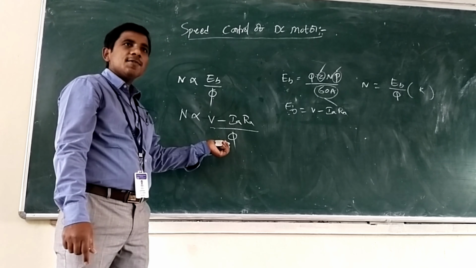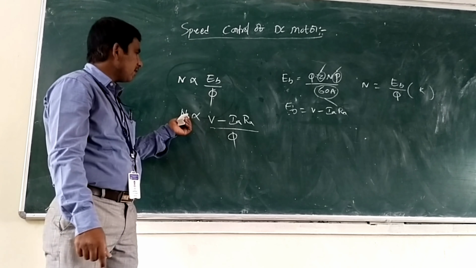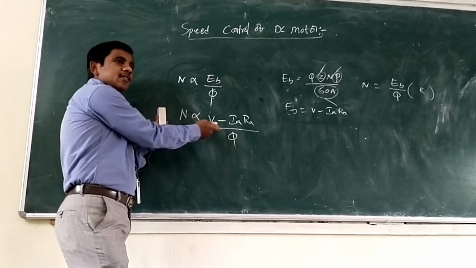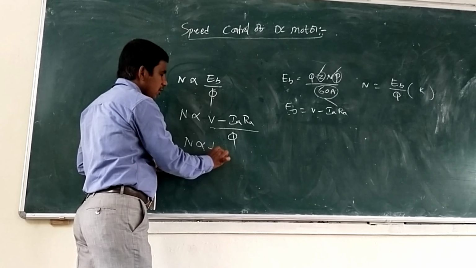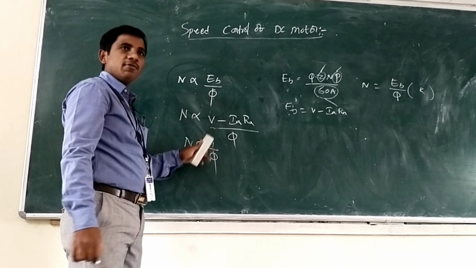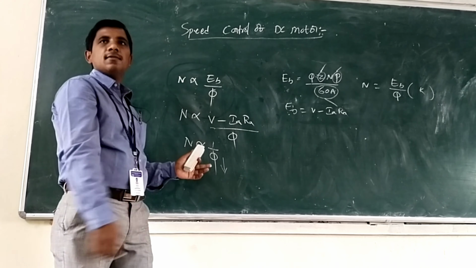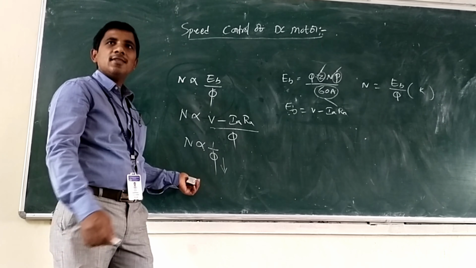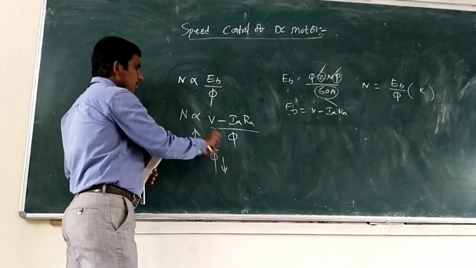Okay, phi is the flux per pole. If you vary the flux, the speed can increase or decrease. The relation between flux and speed is, as you know, inversely proportional. N is inversely proportional to flux from this equation. That means if you reduce the flux, speed will increase. If you increase the flux, speed will decrease. If you decrease the flux, speed will reach its maximum.